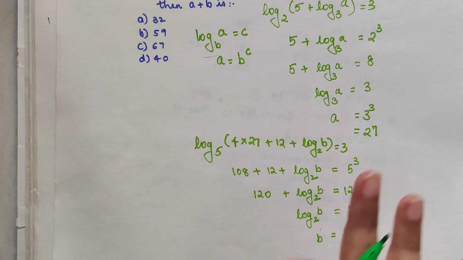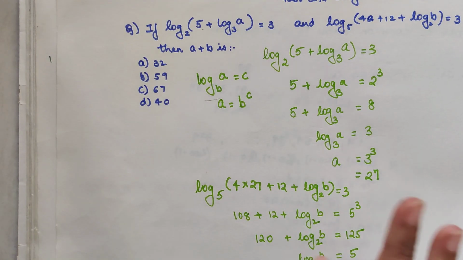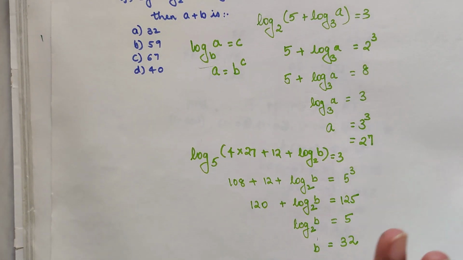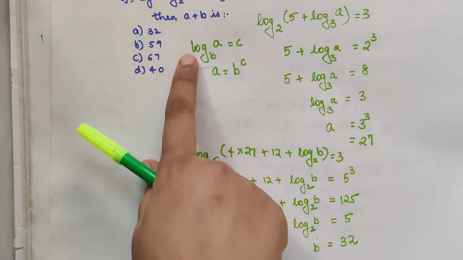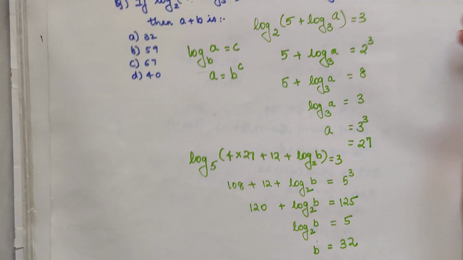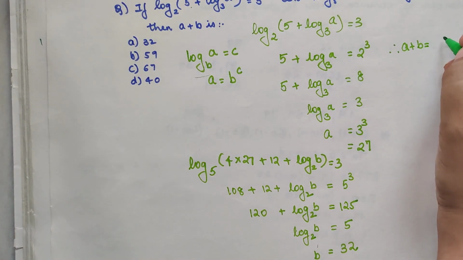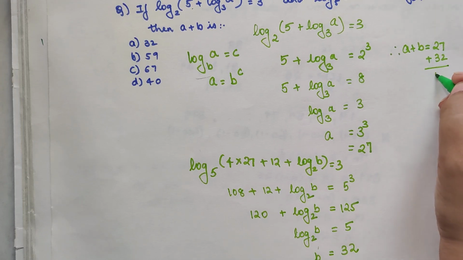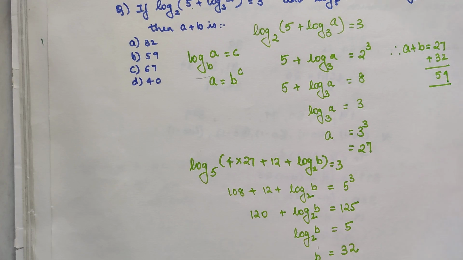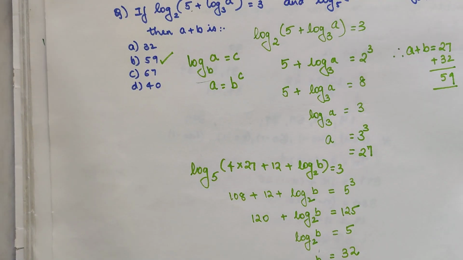Okay, students, these kinds of sums can actually be solved in under a minute only and only if you know the laws of logarithm. If you knew the laws of logarithm, you could have solved this in a matter of seconds, or rather under a minute. So now I can say therefore a plus b is equal to 27 plus 32, that gets you 59. So I can now say that option B is my correct answer.